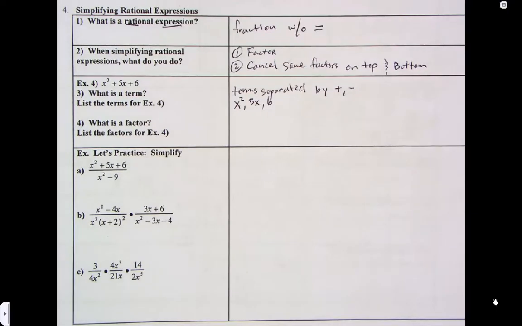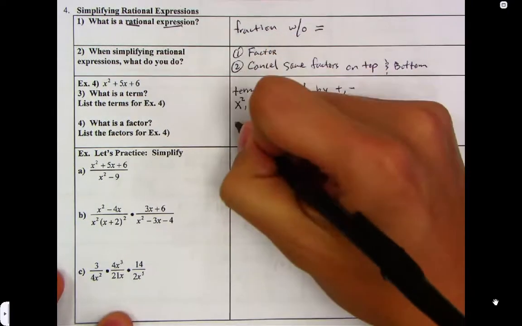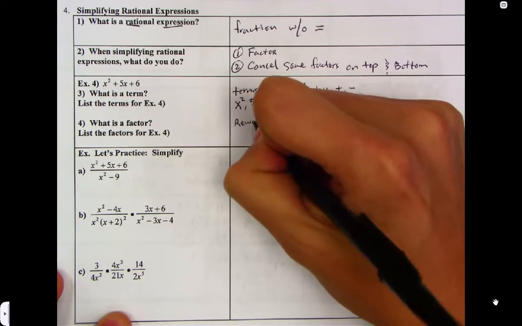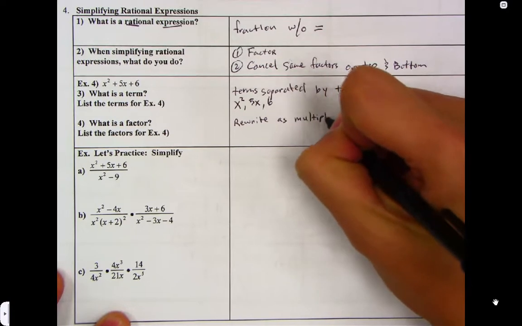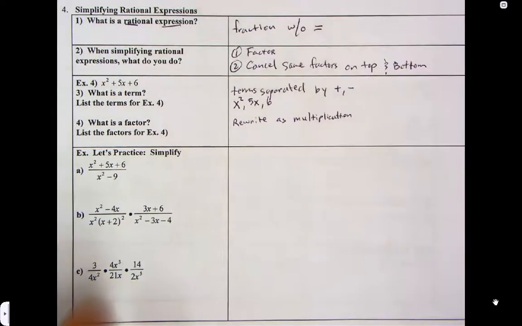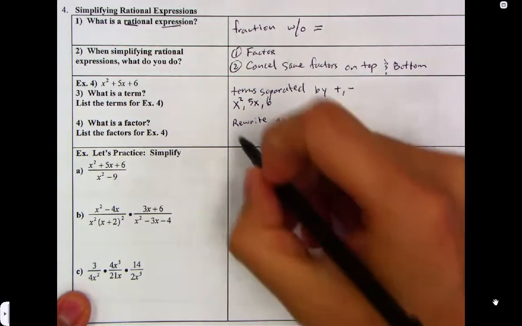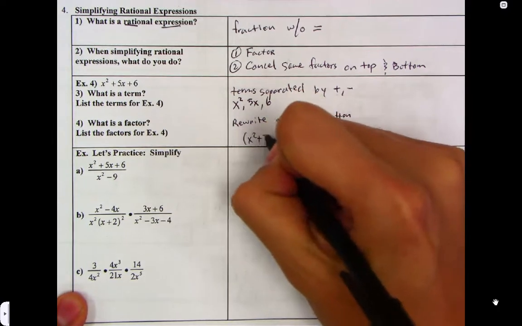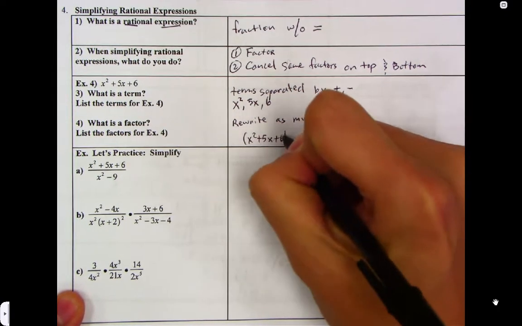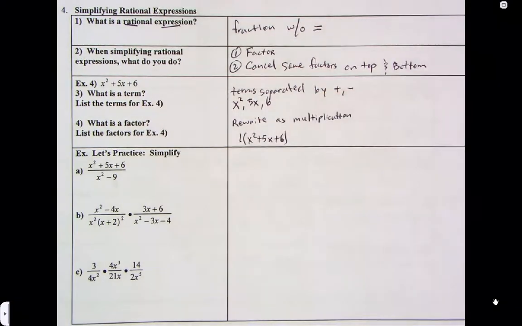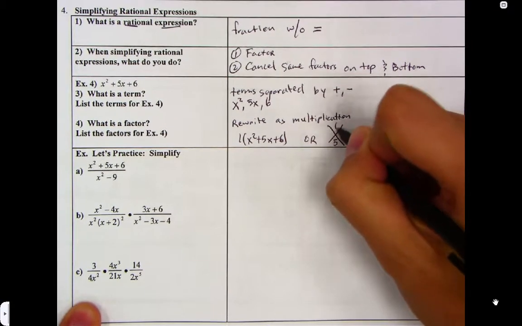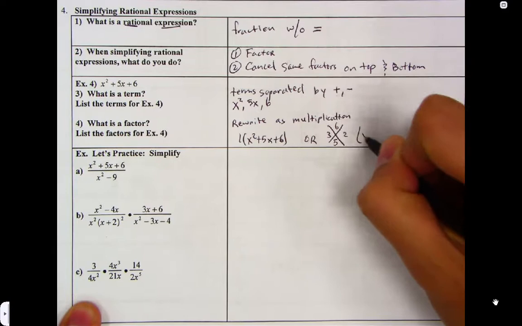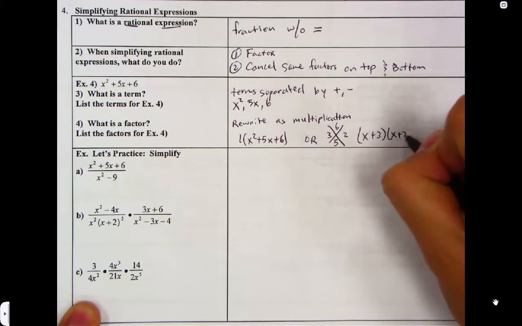Question number 4. What is a factor? Factors are something you can rewrite as multiplication. List the factors for example 4. So one factor is x squared plus 5x plus 6 times 1. Or, if we factor this out using the diamond method, you have x plus 3 and x plus 2.